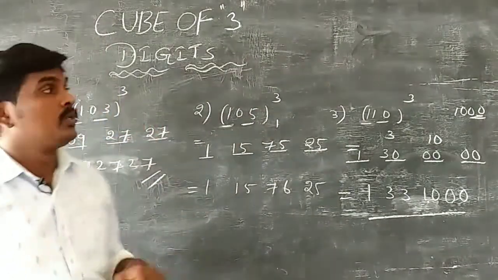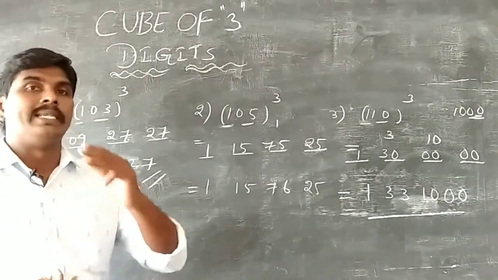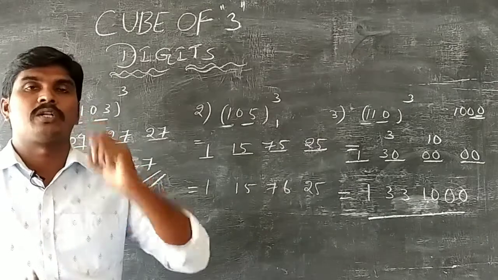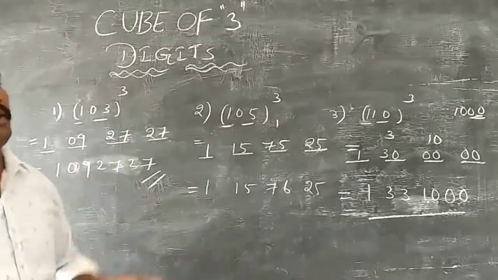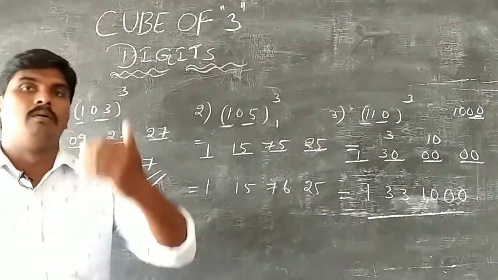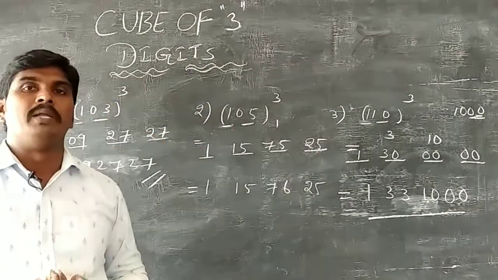Okay students, like this way we can find the cube of 3-digit numbers within a fraction of seconds, very easy. Like this, by taking some more numbers we have to practice on our own, like 115, 100 or 215 or whatever.